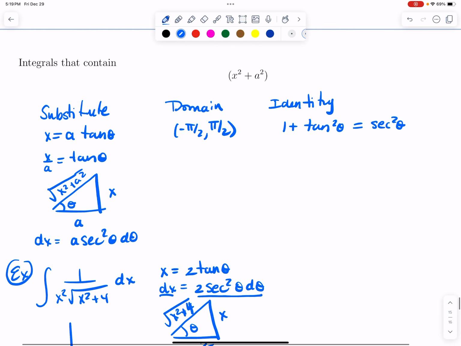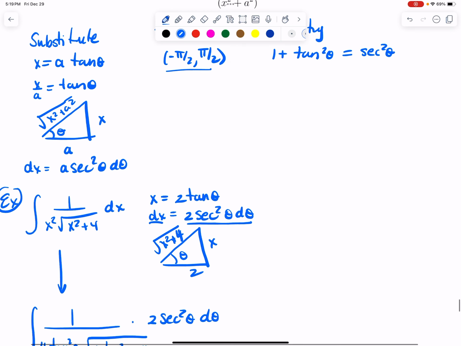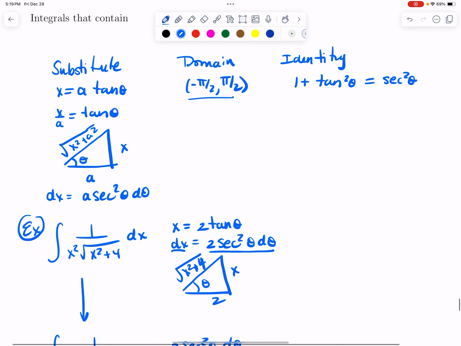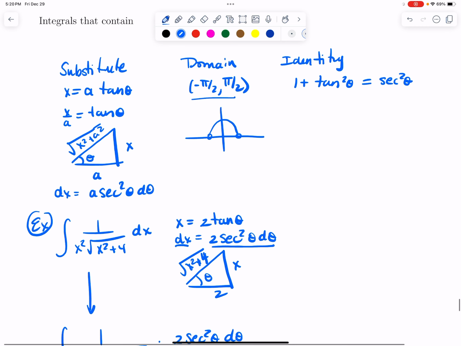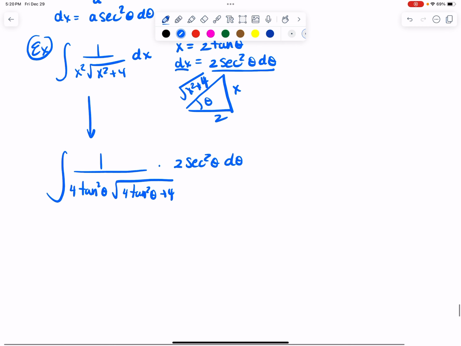Okay, so again, we're going from negative pi over 2 to pi over 2, an open interval, right? So then cosine looks like this on that interval, and it is positive. So secant is positive and defined as long as it's not 0, which it isn't, because that happens at negative pi over 2 and pi over 2.